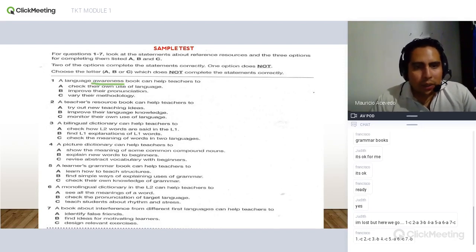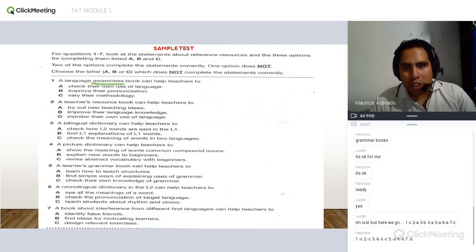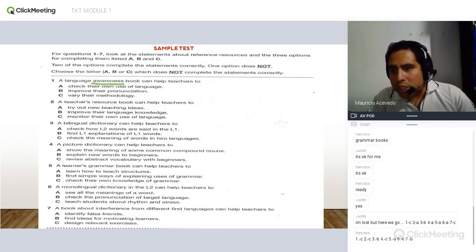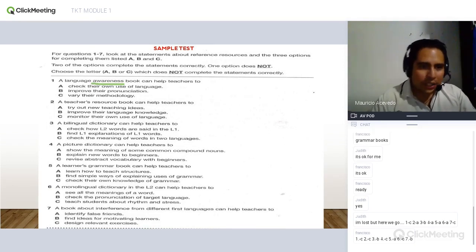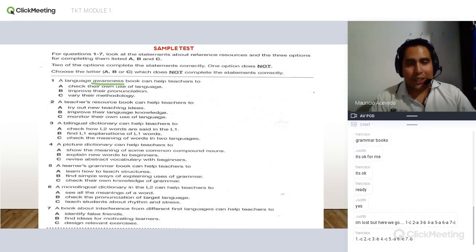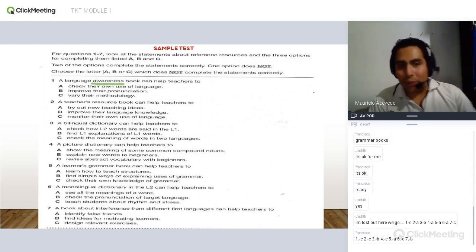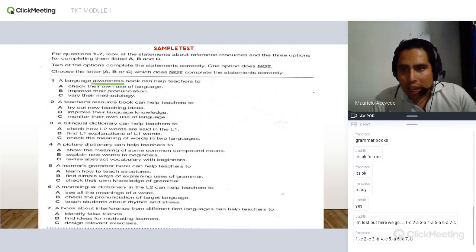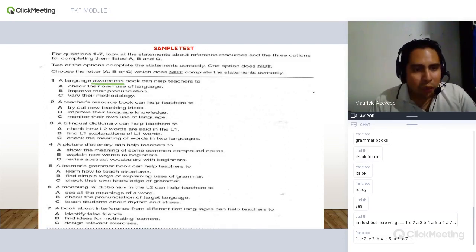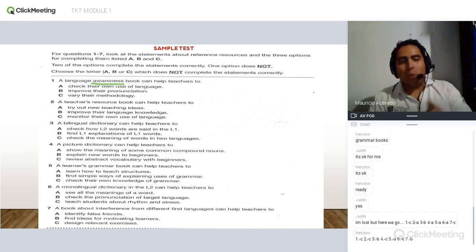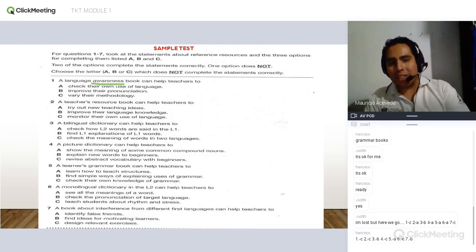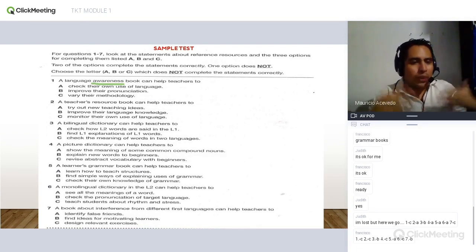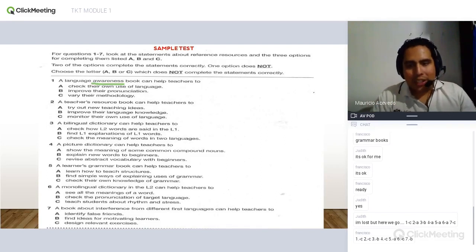A monolingual dictionary in L2 can help teachers too. You wrote A, Judith, and you, Francisco, C. Okay, see all the meanings of a word. Teach students about rhythm and stress. So in this case, I will go more with Judith, because I don't think that this is for rhythm and stress. That will be more a pronunciation dictionary, or with phonemes and everything. So in this case, I will go more with these answers.